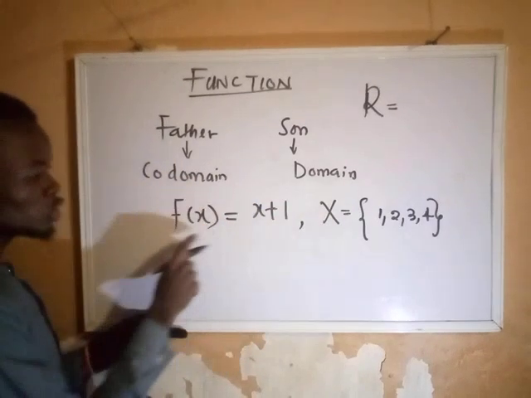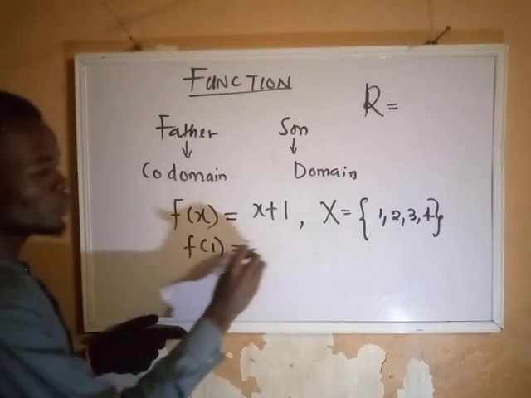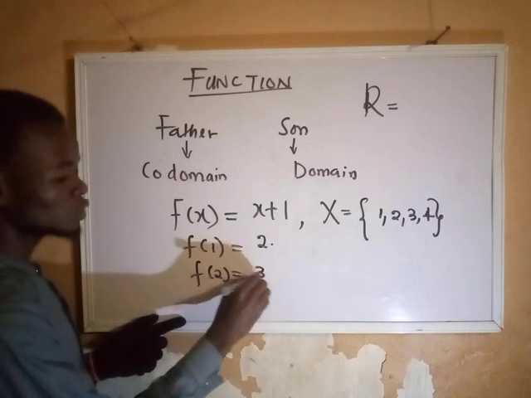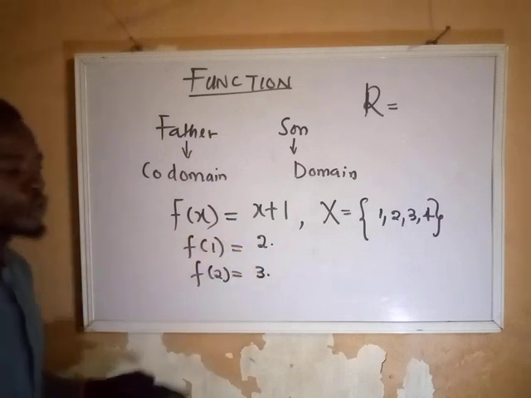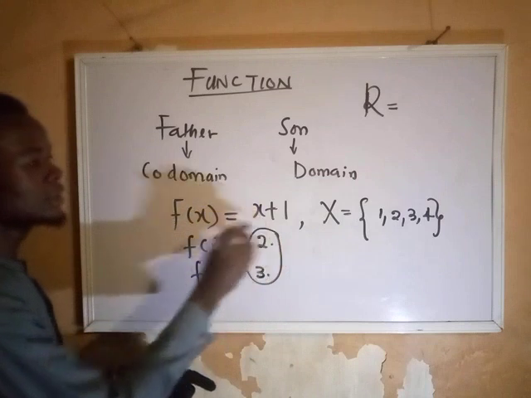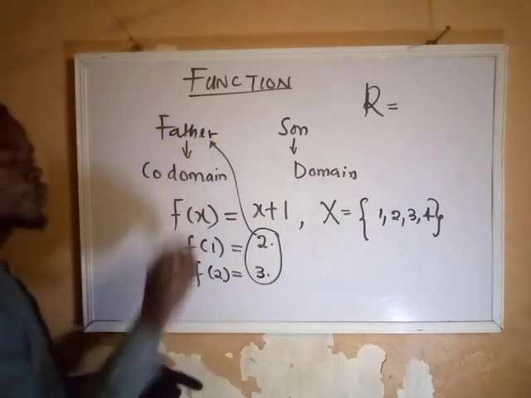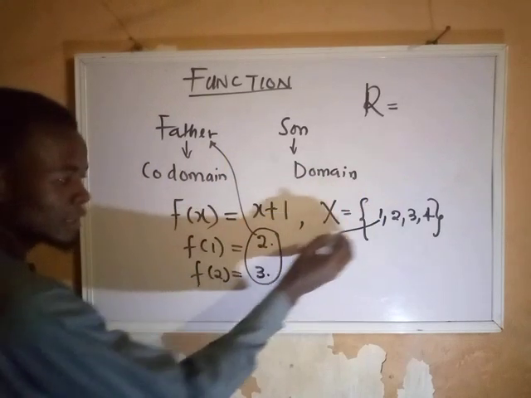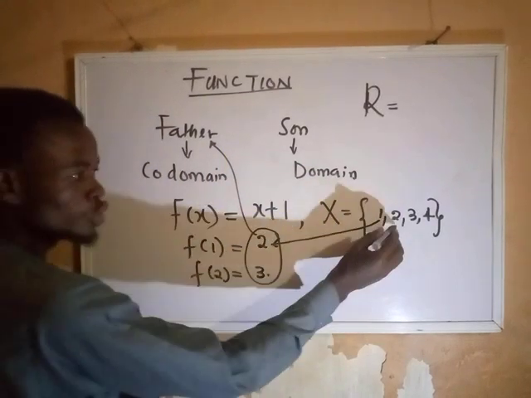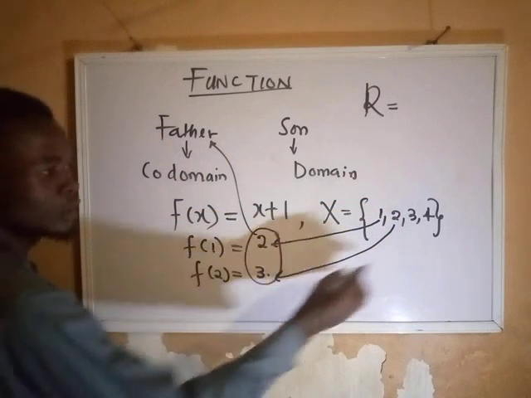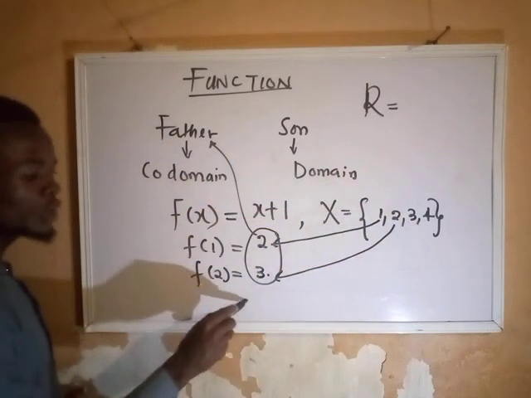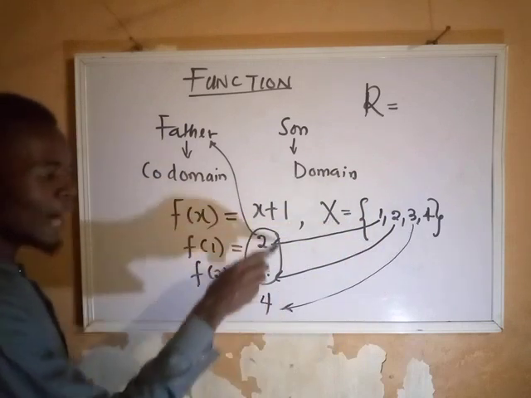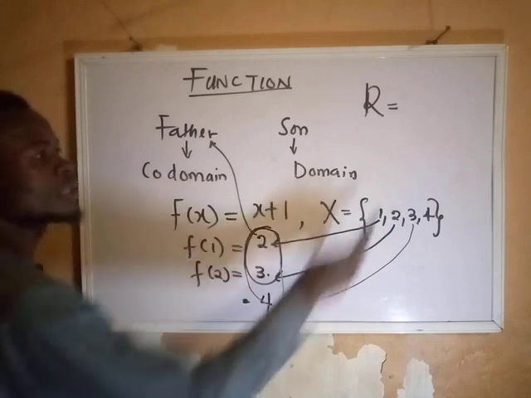Let's say at x equals 1, by putting f of 1 here, we are going to have 2. By putting f of 2, we are going to have 3. All these, 2 and 3, we call them codomain, which is the father. You see that 1 here maps to 2, and 2 here maps to 3. Similarly, the next one that we are going to get, which is 4, we also map to all this. You see, the outputs we are getting here are also a set of real numbers.